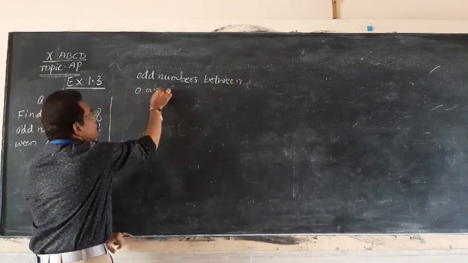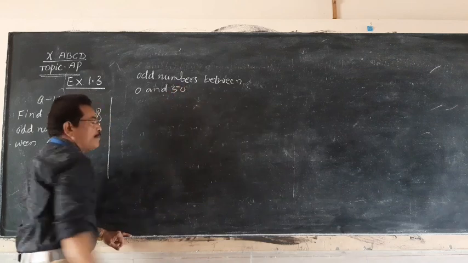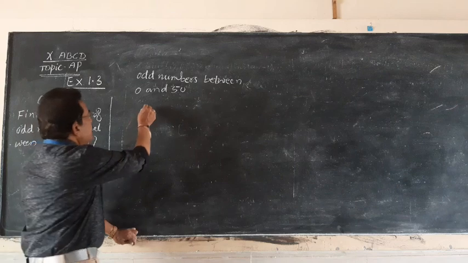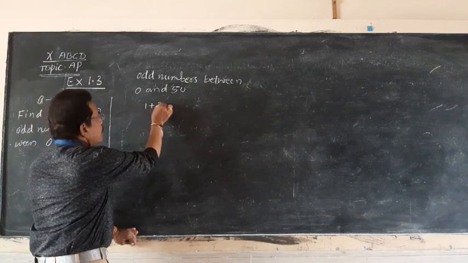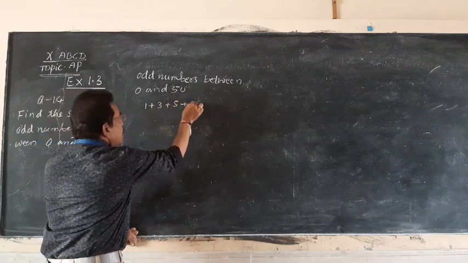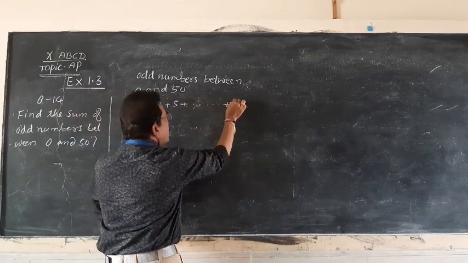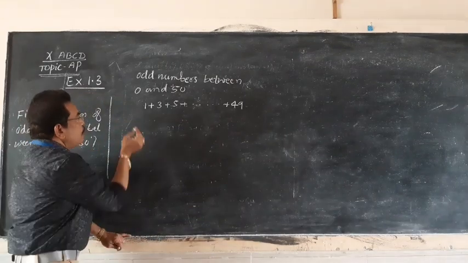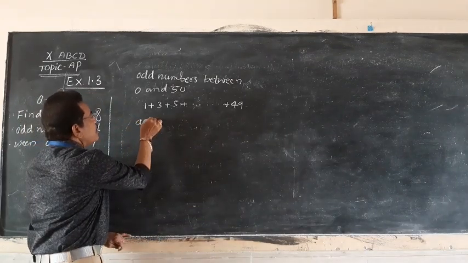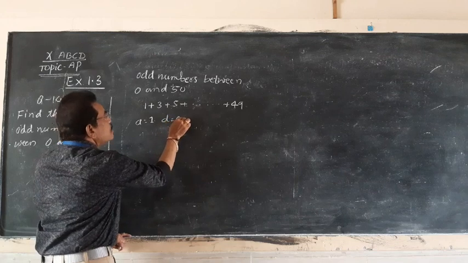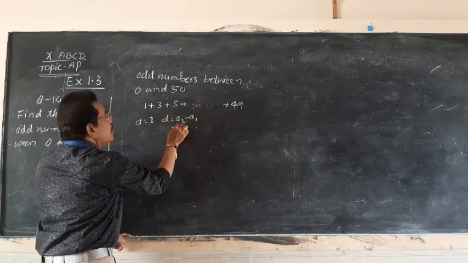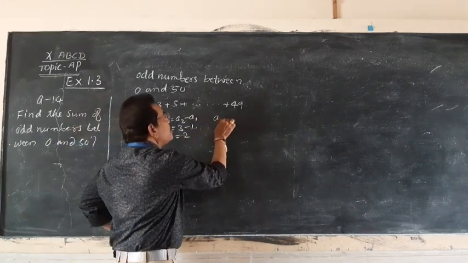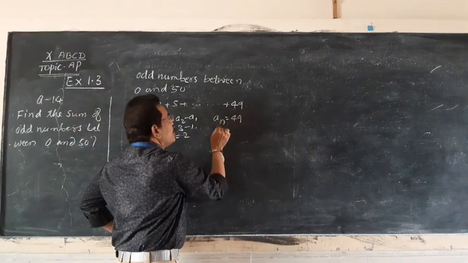Odd numbers between 0 and 50. Between means from 1 plus 3 plus 5. The last number will be 49. Now, first term is 1, and the common difference is 2. A2 minus A1, that is 3 minus 1, that is equal to 2. AN is 49.